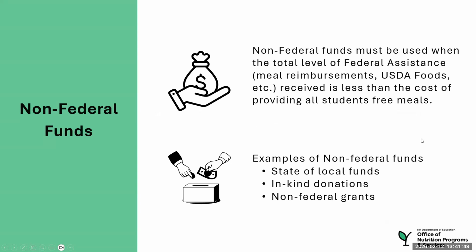So non-federal funds. Again, non-federal funds must be used when the total level of federal assistance, so those meal reimbursements received, is less than the cost of providing all students free meals. Some examples of these funding sources include state or local funds, in-kind donations, and non-federal grants.